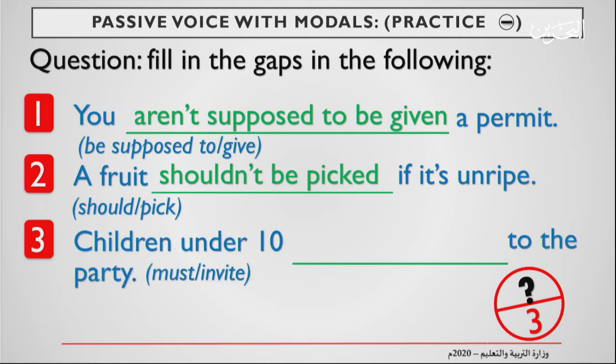Third one, children under 10, gap, to the party. You have to use modal must with invite in a negative sentence. 5 seconds. Okay, let's check the answer. Mustn't be invited. Children under 10 mustn't be invited to the party. Mark yourself out of 3 and let's carry on.